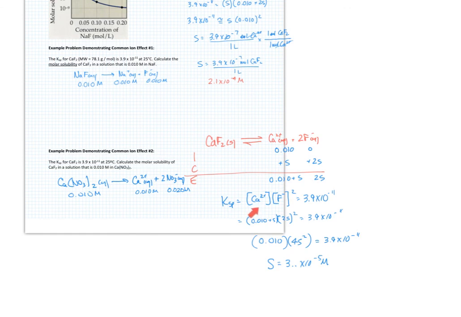Okay, that takes care of the common ion effect. The next video is going to take a look at the effect of pH, and we'll briefly mention the formation of a complex ion. We'll spend most of our time on pH, understanding how that affects the solubility, because again, the pH has a profound impact on the solubility.